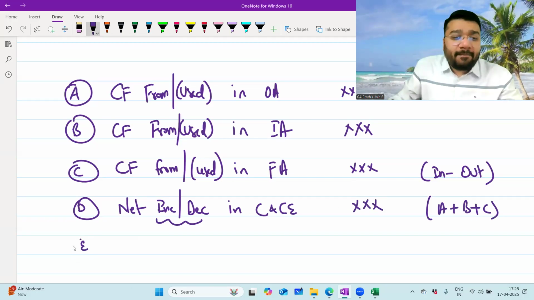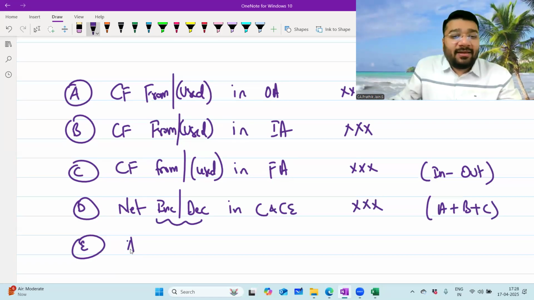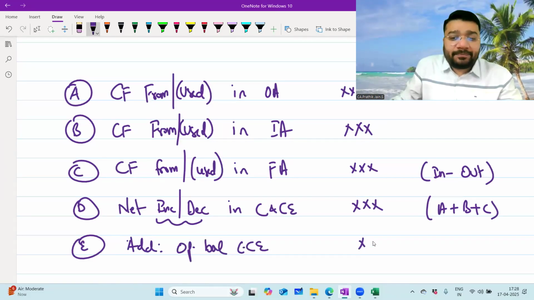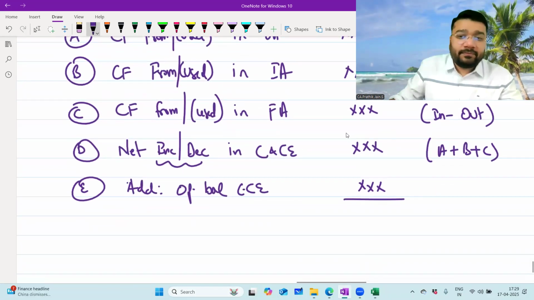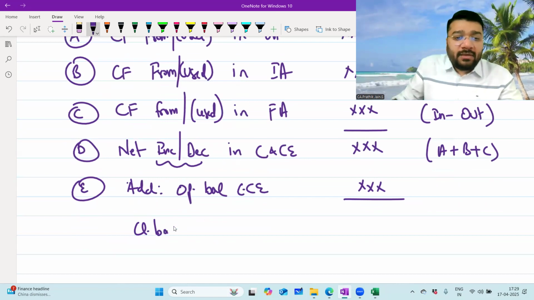Now next, E. Add opening balance of cash and cash equivalent. When I do that, what do I get? Closing balance of cash and cash equivalent.